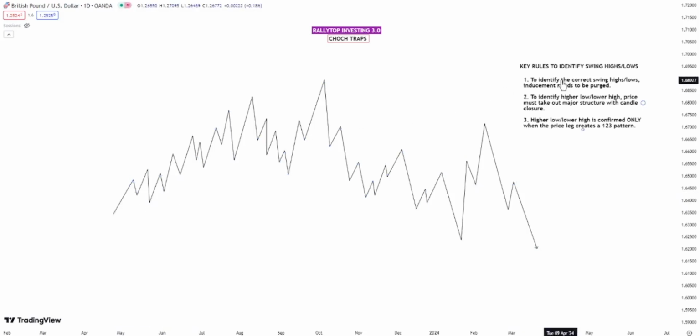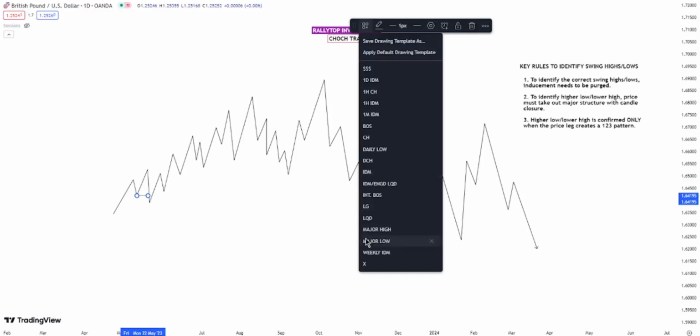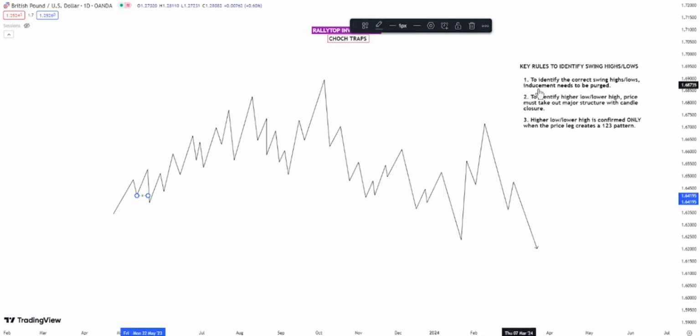So the first rule says inducement has to be taken for your swing high or swing low to be confirmed. In this case, this high did not take any inducement, so it cannot be valid. It didn't meet rule number 1. Now we move to the next high. For this next high to be valid, rule number 1 has to be met. Inducement has to be taken. And where is the inducement here? Well, the inducement in the market is simply this one. This is your inducement in the market, and as you can see, price has taken out that inducement to confirm rule number 1.